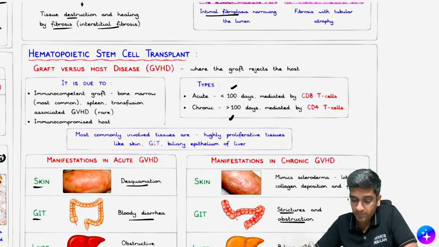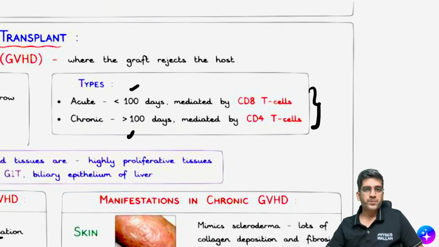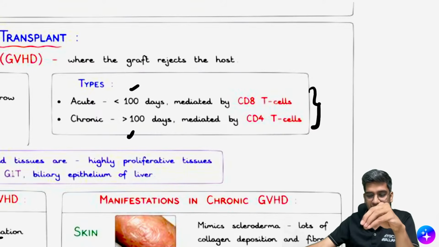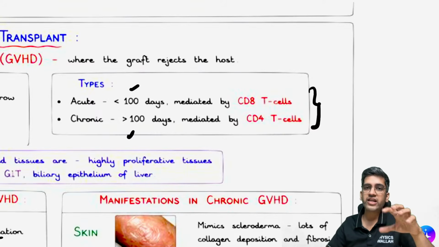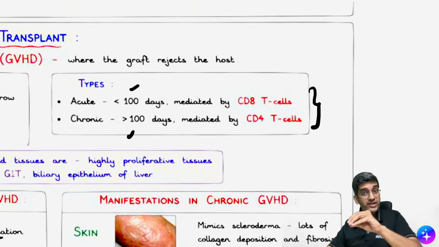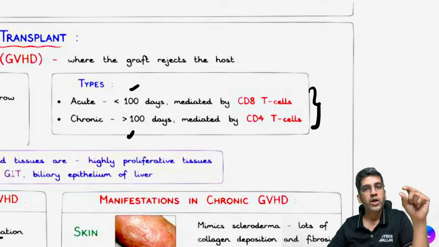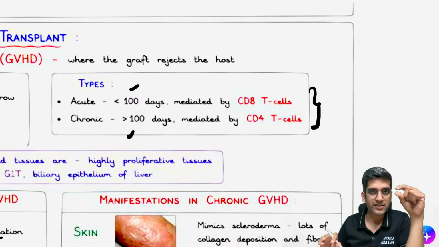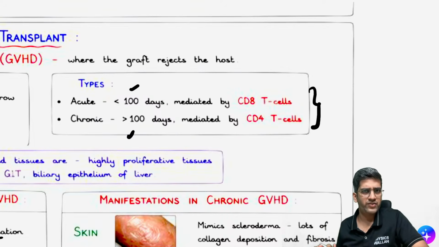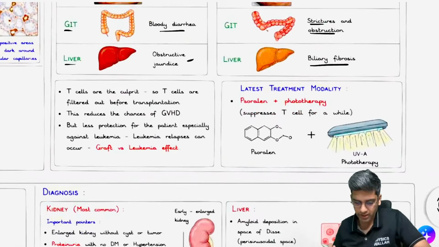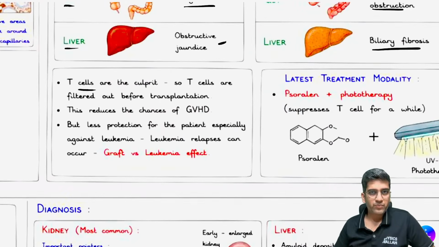If you look at here, both of them are caused by T cells. If it's acute, it is CD8 mediated; chronic is CD4 mediated, because chronic CD4 always requires macrophages and multiple other things to happen, so CD4 mediated. So if I'm able to eliminate the T cells, I can reduce the incidence of GVHD, right? That's the logic here, right? So here, T cells are the primary cause of GVHD.